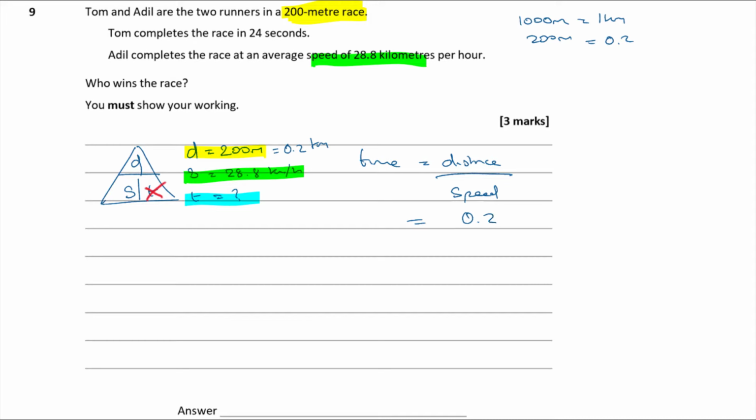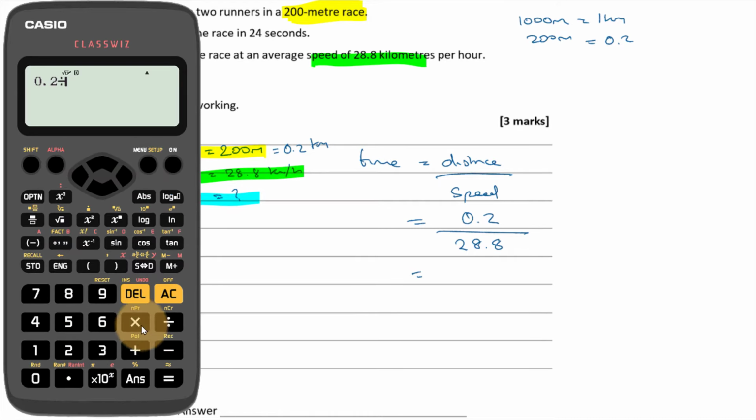So 0.2 divided by 28.8. What's that then? That's a very short time in hours. 0.2 divided by 28.8. It comes out to be 1 over 144, or 0.00694, which looks like it's reoccurring there. Might just write that as 1 over 144 for now. So that's in hours, isn't it?